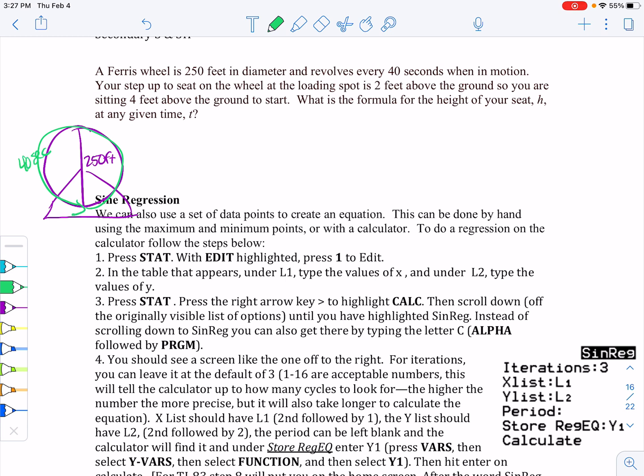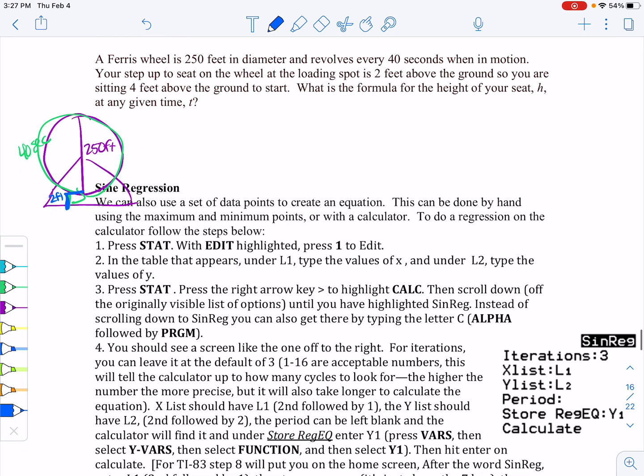Your step up to the seat on the wheel at the loading spot is 2 feet above the ground. So right here, when I'm loading onto the Ferris wheel, this is 2 feet off the ground. Oh, I didn't read that right. The loading spot is 2 feet above the ground, and you're sitting 4 feet above the ground to start. So this is 4. Let's fix that, sorry.